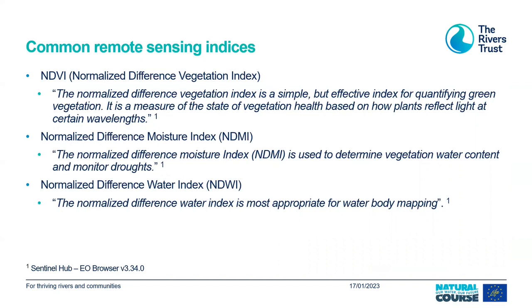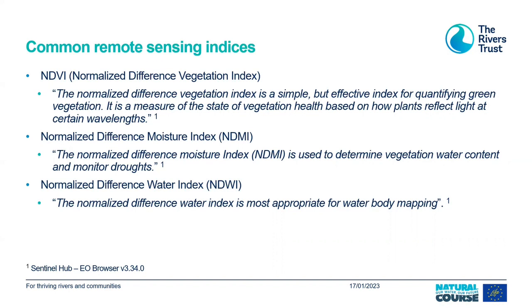Before I go into some of the tools available, I'd like to quickly give a brief overview of some of the remote sensing indices, which are especially useful for some of the work that we do in the Rivers Trust movement. I'll refer to these at various points in the webinar. All of these indices are calculated based on the differences between values of light reflected at different wavelengths. By using the multispectral data, we're able to visualize some really useful information to inform our work.